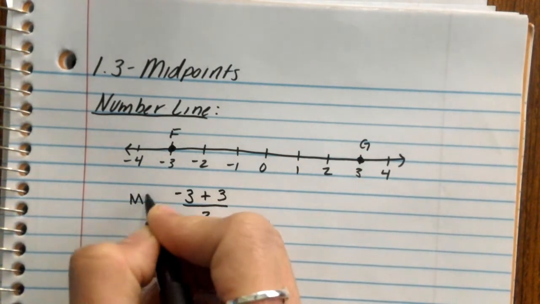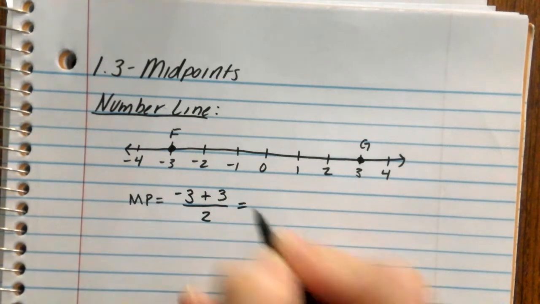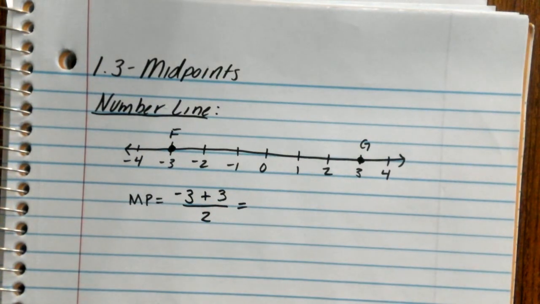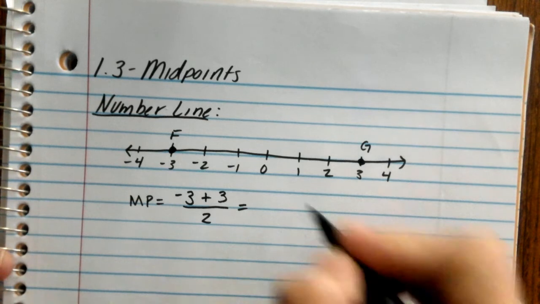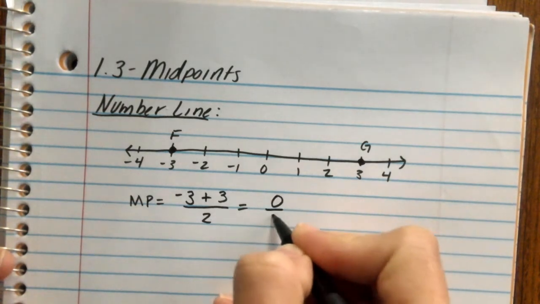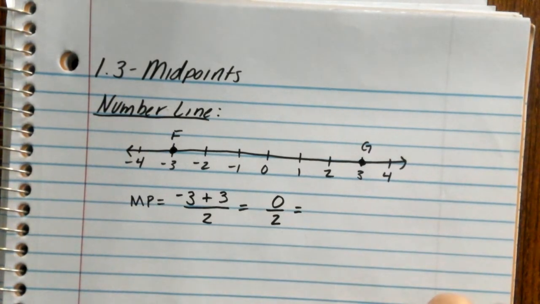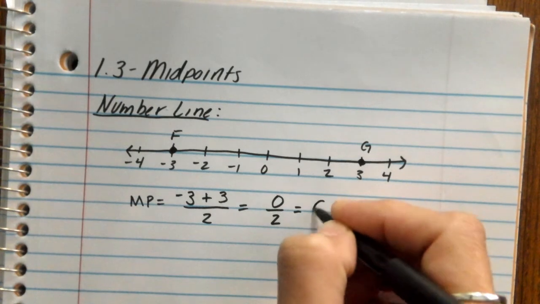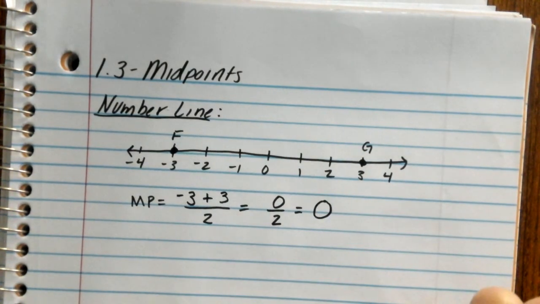You're going to see me put MP for midpoint. Whenever we do this math, you're going to notice that -3 plus 3 is going to give us 0 over 2. And if you calculate that, you're going to come out with 0. Okay, 0 divided by anything gives you 0.